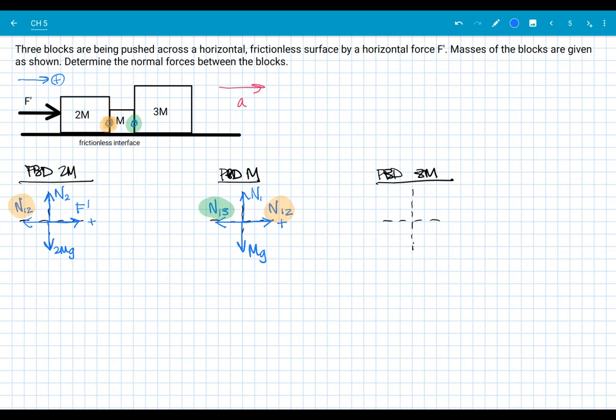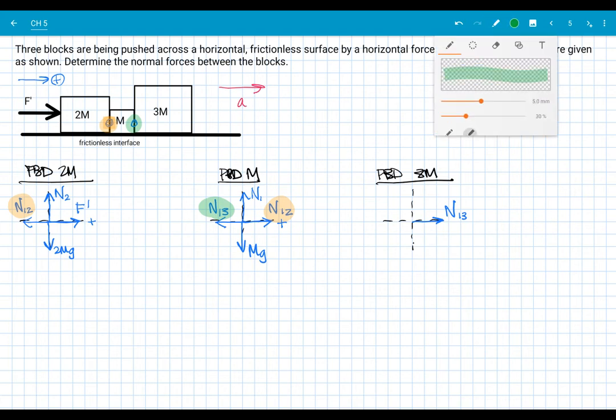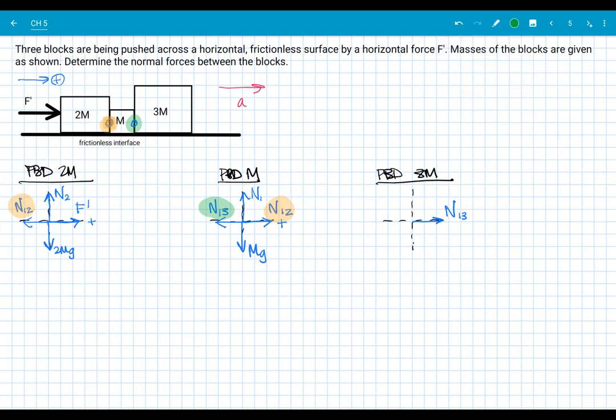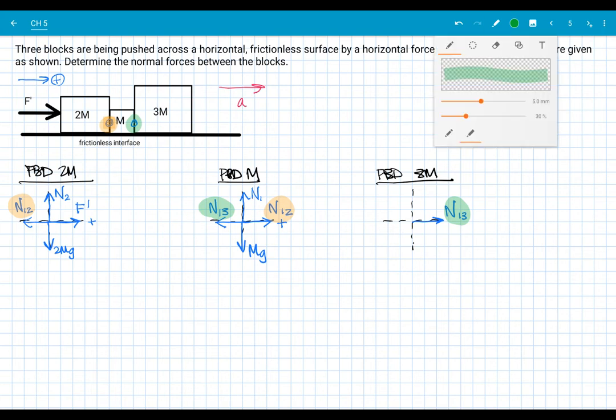3M block, what's touching the 3M block? Well, it's in contact with the M block, so there's a force to the right. I'm going to call that normal force N13. So if I were to stay consistent here, this is going to be green as it relates to the interface between the M and 3M block.